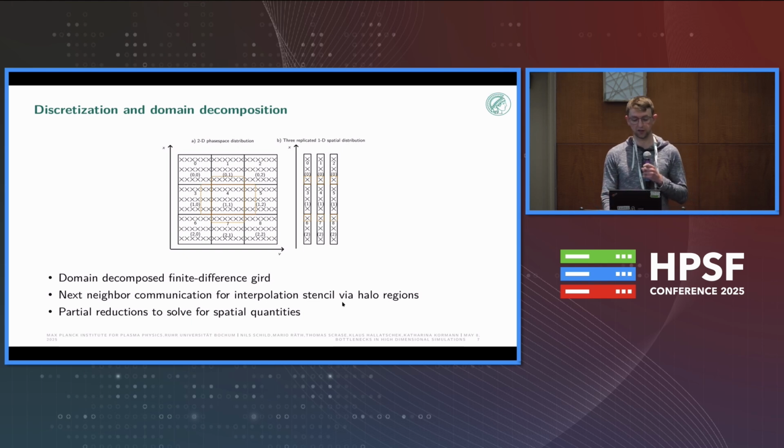We use a finite difference, a pointwise discretization, and a domain decomposed grid. To apply the stencil, we need next neighbor communication for the interpolation, so we need to send halo regions from one point to another. And we need to do partial reductions to, for example, calculate the particle density. In this case, we just reduce on V. So we need regions which share different V regions but the same X and do a reduction there. And then we want to work on these lower dimensional topologies as well.